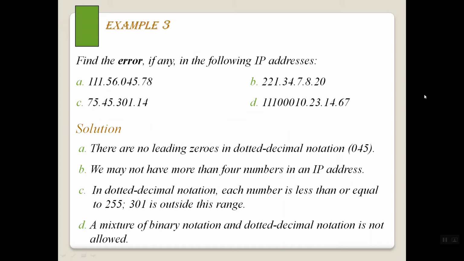Now in D, it's 111.00010.23.14.67. Here it is also not possible because you are mixing binary and decimal together in the same IP address. It is not possible. Either you have to type the decimal or you have to type the binary.